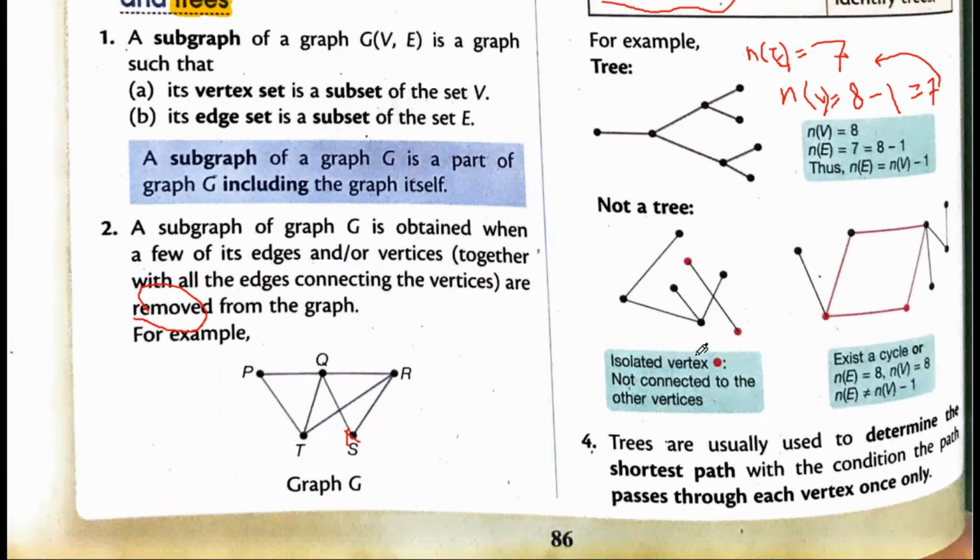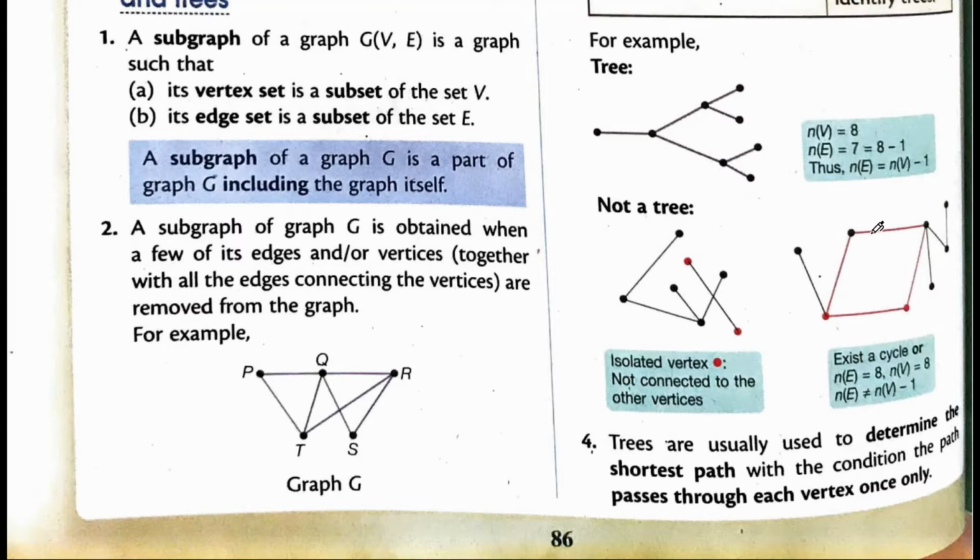Okay, example, not a tree. So this one: isolated vertex, red dot, not connected to the other vertices. So these two vertices are not connected to other vertices. So this is not a tree. And this one, why is this not a tree? Okay, we calculate number of edges.